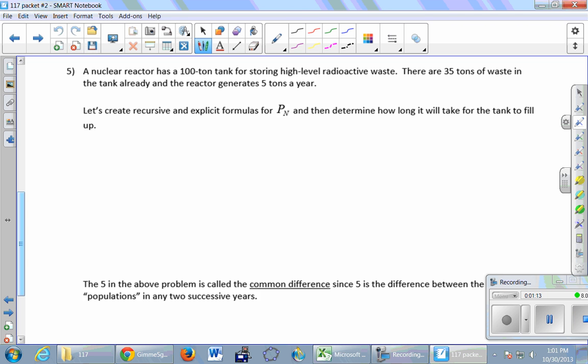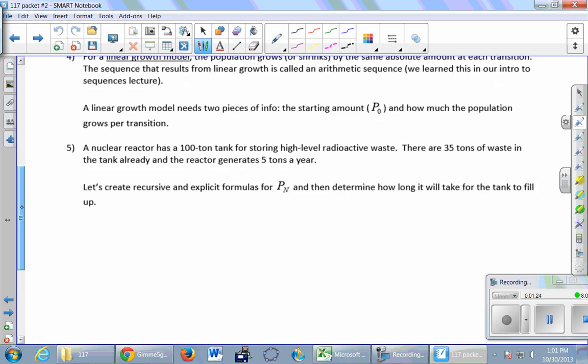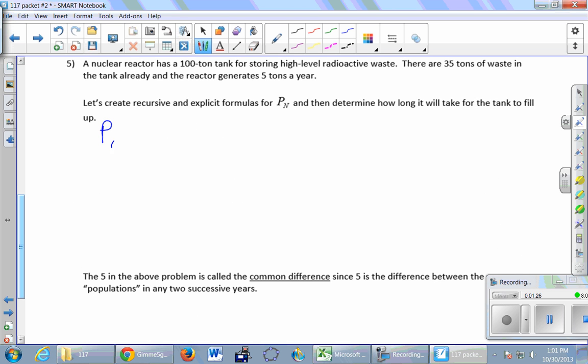Okay, so P sub n is going to be the, quote, population of the tank, how much nuclear waste or radioactive waste is in the tank in year n. So if we start off by saying that P0 is the initial amount, how much stuff is in the tank initially? It's 35 tons. So we're going to start with P0 as 35. That 0 indicates it's the start of the experiment. P1 is going to represent the amount of stuff in there 1 year after we started. That's the 1. It's 1 year later.